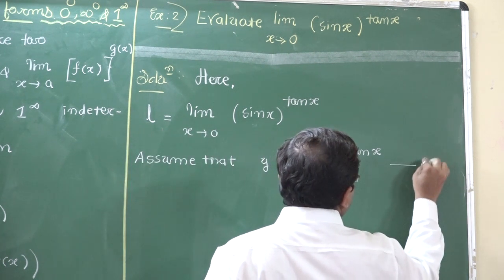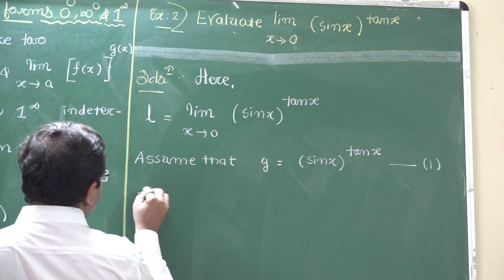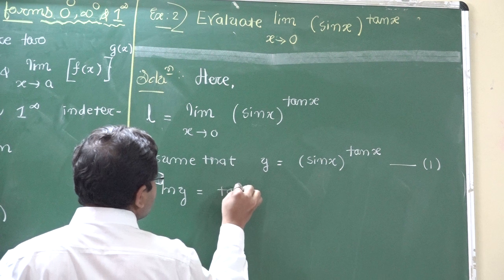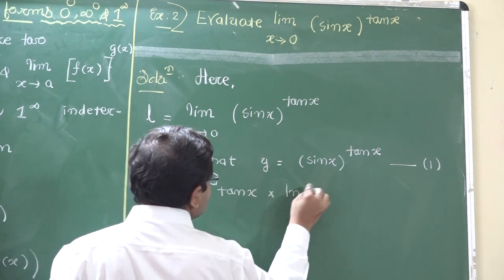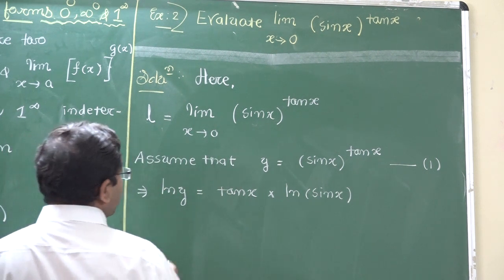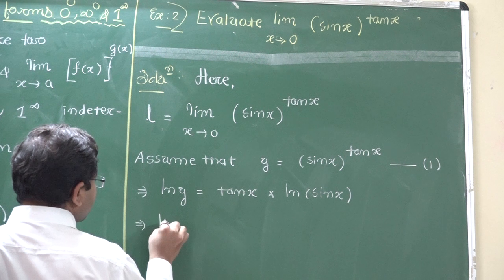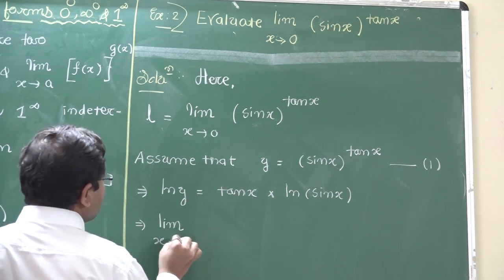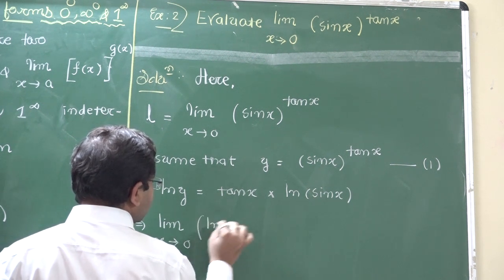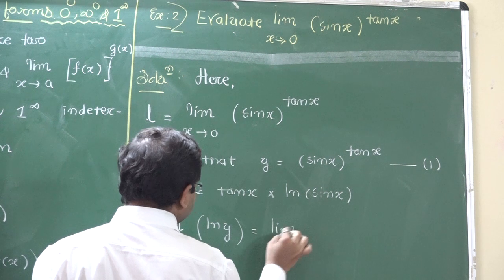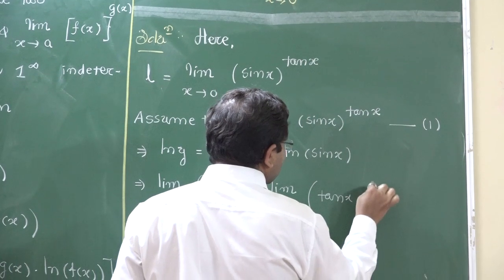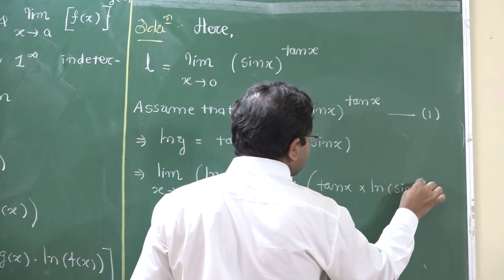Then, as in equation 1, apply logarithm on both sides, we get ln y equals 10x into ln sin x, according to the rules of the logarithm function. Apply the limit on both sides, we get limit x tends to 0 of ln y equals limit x tends to 0 of 10x times ln sin x.